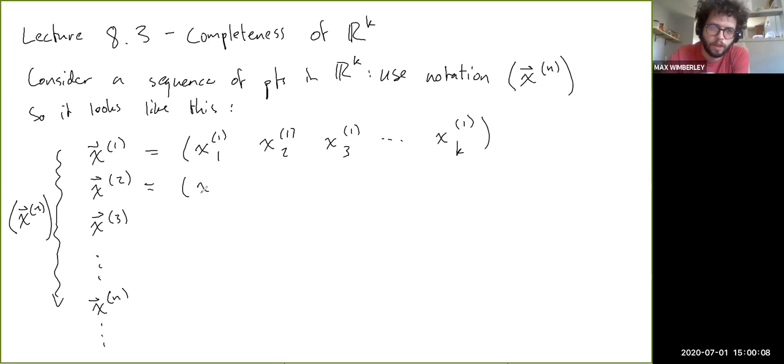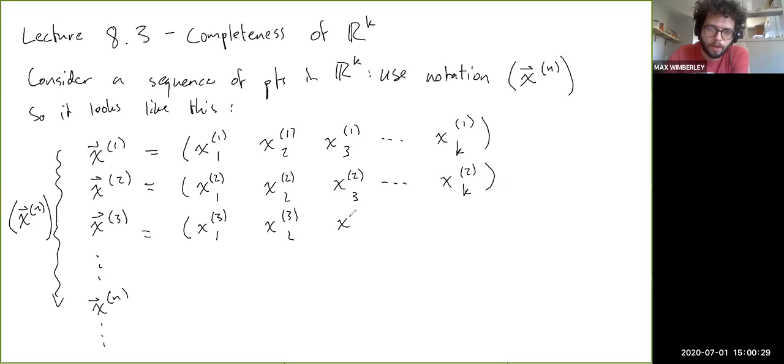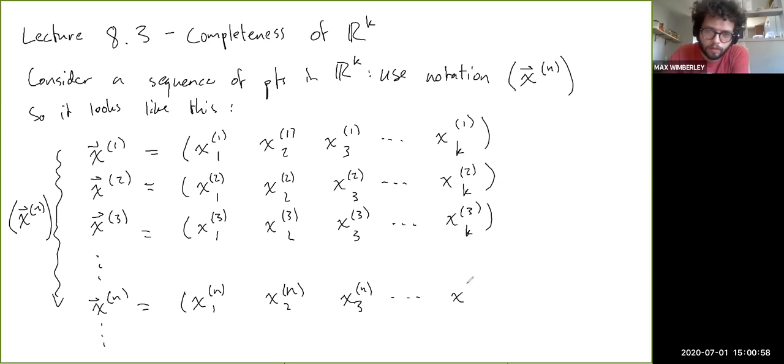Then here we'll have x^(2)_1, x^(2)_2, x^(2)_3, up to x^(2)_k. Then x^(3)_1, x^(3)_2, x^(3)_3, up to x^(3)_k. And in general, the nth point will have coordinates x^(n)_1, x^(n)_2, x^(n)_3, up to x^(n)_k. So that's basically what the sequence looks like.